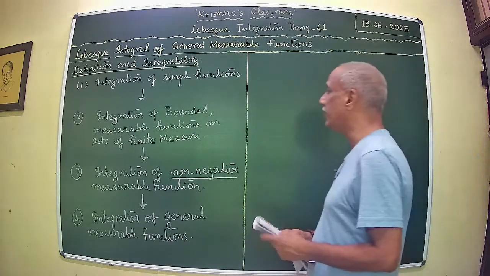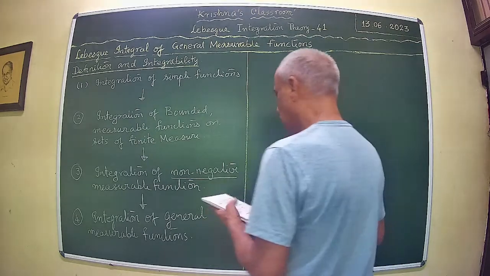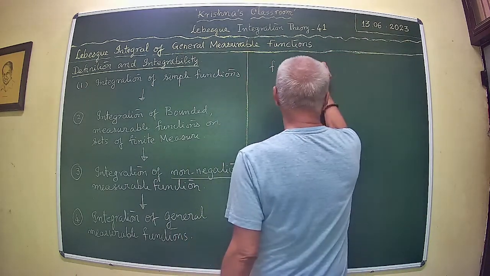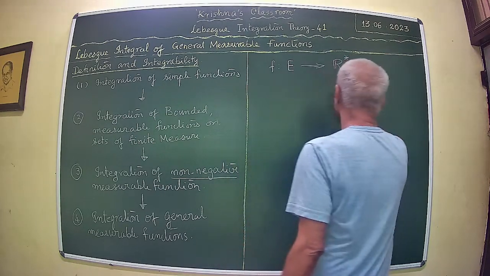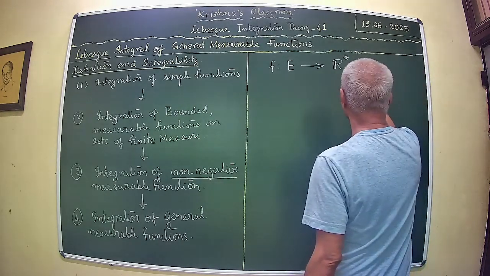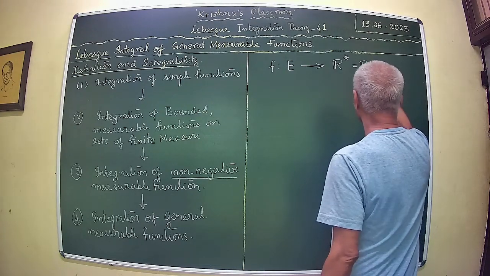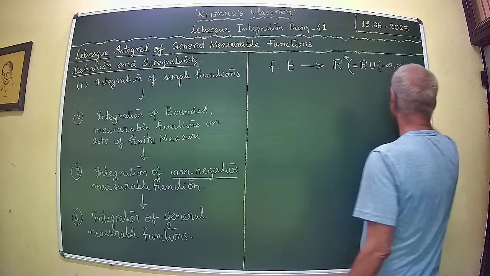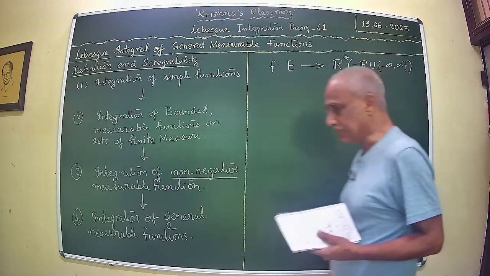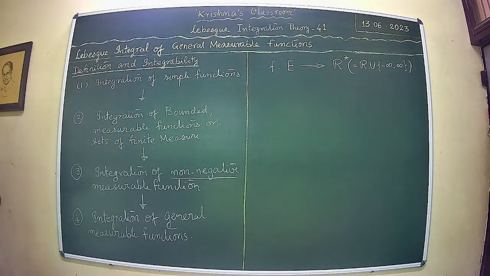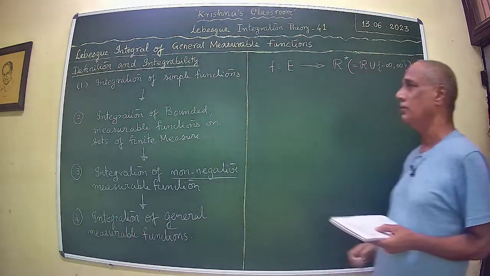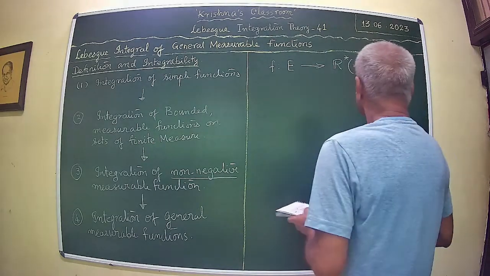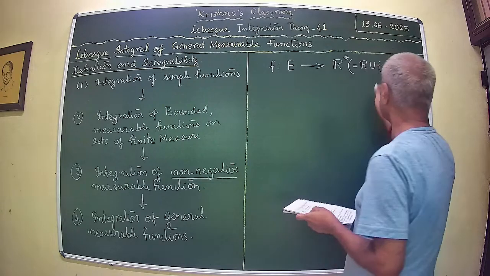Now we consider the case 4. So we take f from a measurable subset E of R to R star, which is the extended real valued space, and we are talking about functions which take extended real values only.